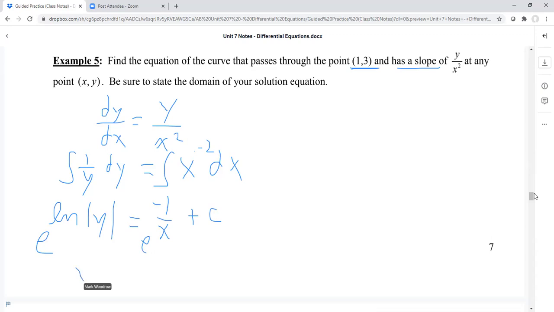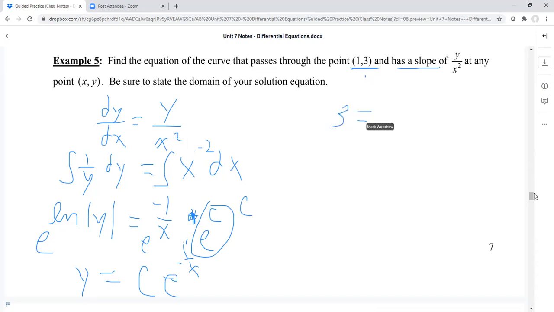So this is going to be y equals, and again, just like before, this is times e to the c. You can get rid of that plus sign, and then this right here is a brand new c, which we're going to put in front here. So it's going to be c e to the negative 1 over x. And then I'm going to plug my 1, 3 in. So I'm going to get 3, because that goes in for y, is going to equal c e, and then my x is 1. So that's going to be negative 1 over 1, which is negative 1.